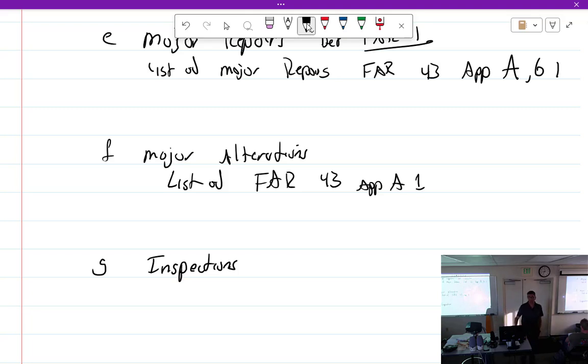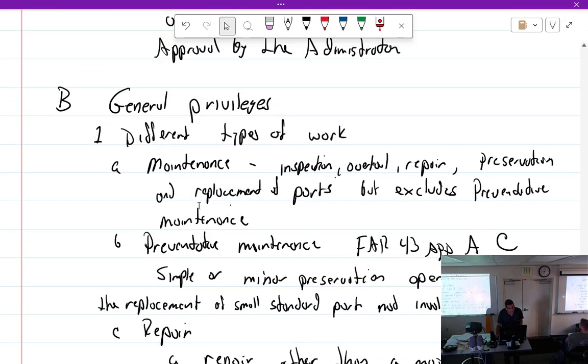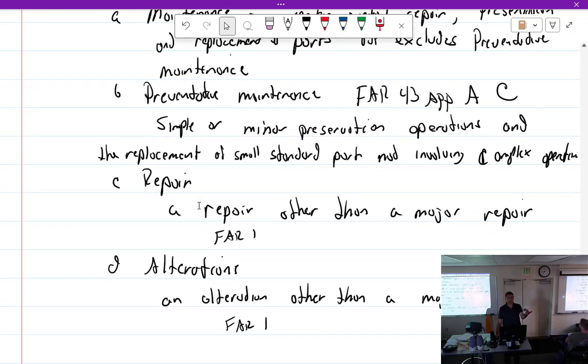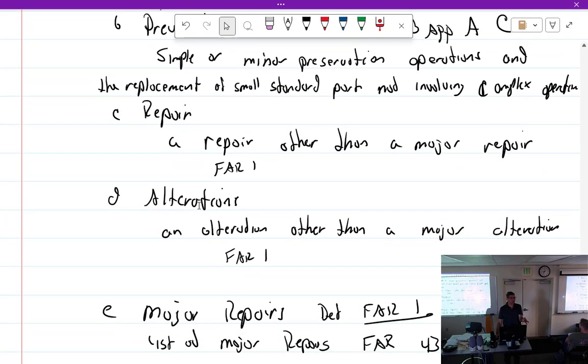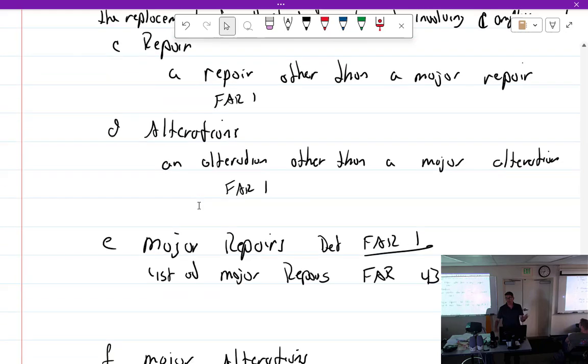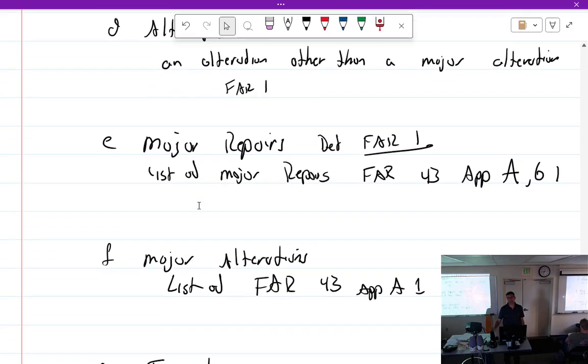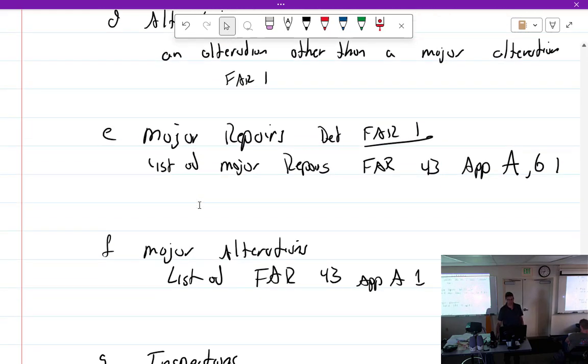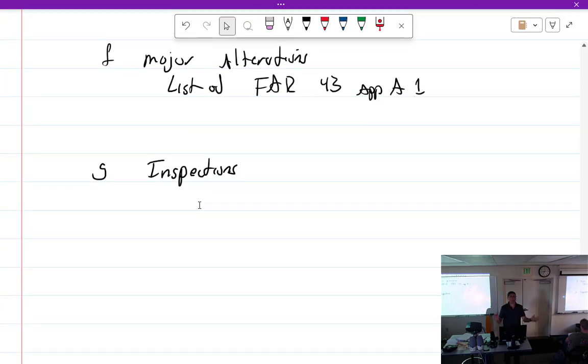So let's go back around. I confuse the hell out of you. What do you got to know? There are different types of work. There's maintenance. There's preventative maintenance, and we'll talk about who can do what. There's repairs, alterations, major repairs, major alterations, and inspections. And what is an inspection? It's inspecting. It's exactly what it sounds like.